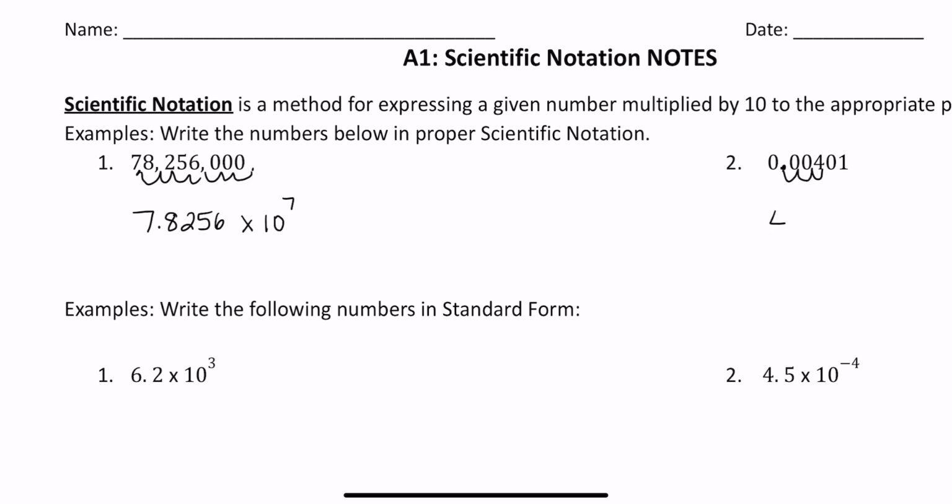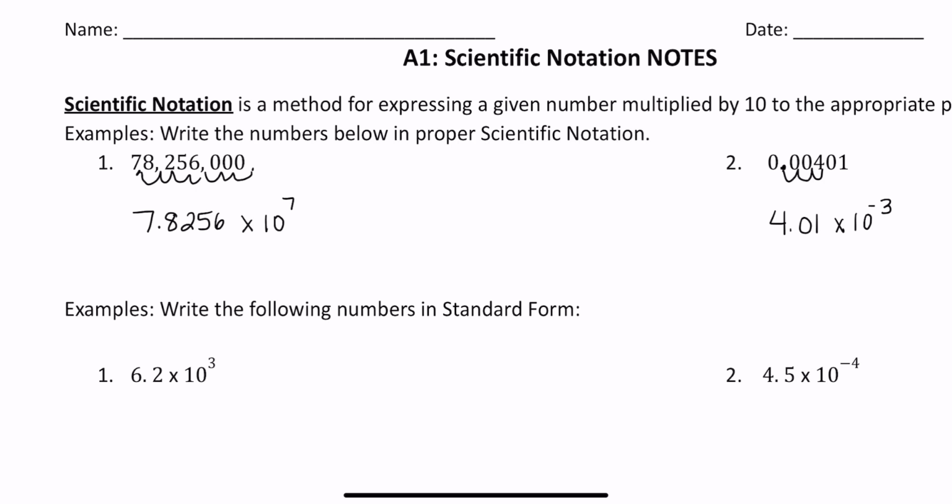So the number is now 4.01 times 10 to a new power. Well, the last time our power was positive 7. This time, because we have a small number, our exponent is going to be negative. So this is going to be 4.01 times 10 to the power of negative 3 because I moved my decimal place 3 times.